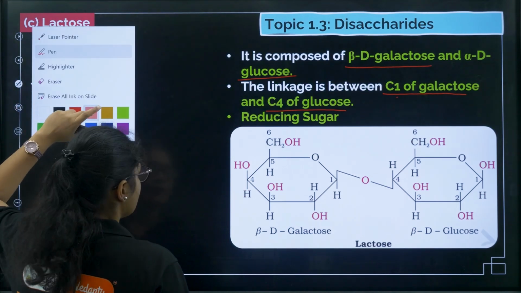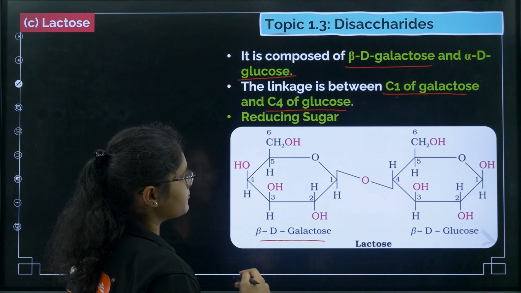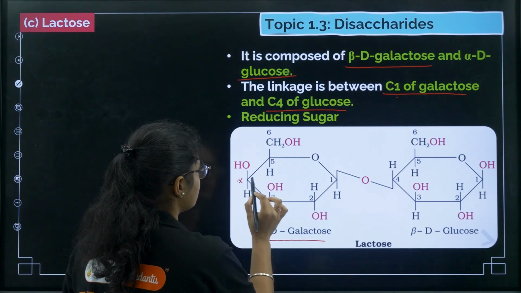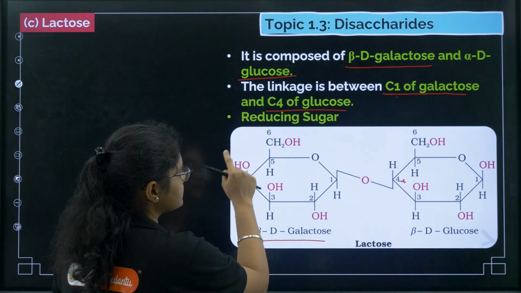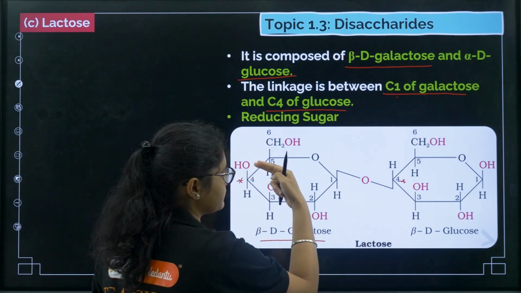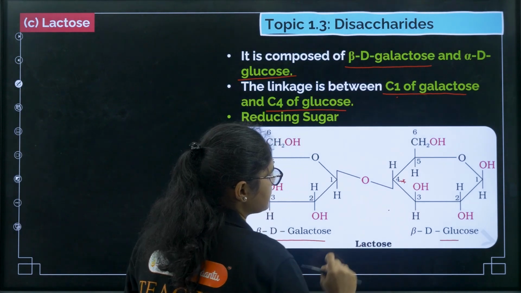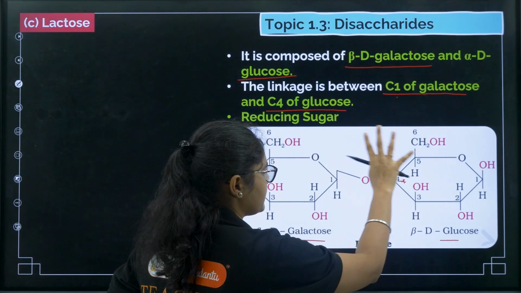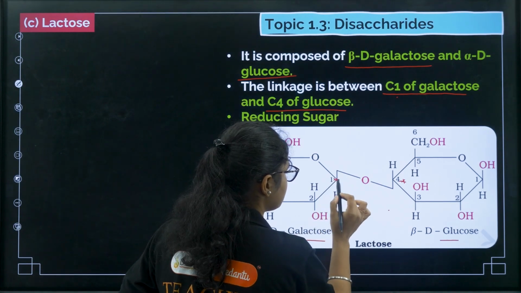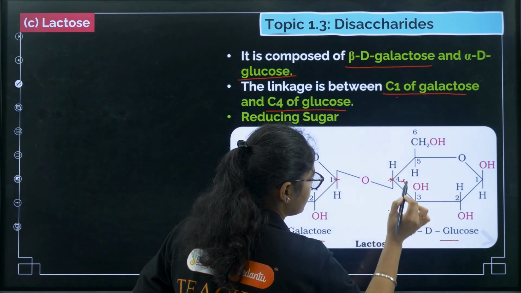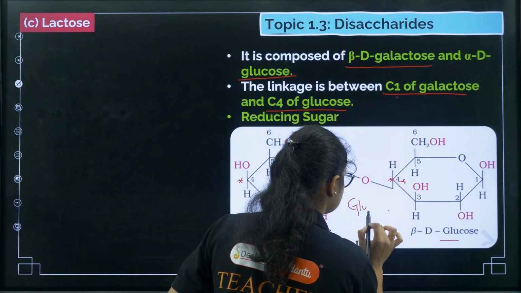So we can see here, this is galactose. The difference between the galactose and glucose structures is at the C4 position. For galactose, OH is present at the top, and for glucose the OH is present at the bottom. All other configurations are the same. Here this is C1 of galactose and C4 of glucose, so that is the linkage, and this bond is again a glycosidic linkage.